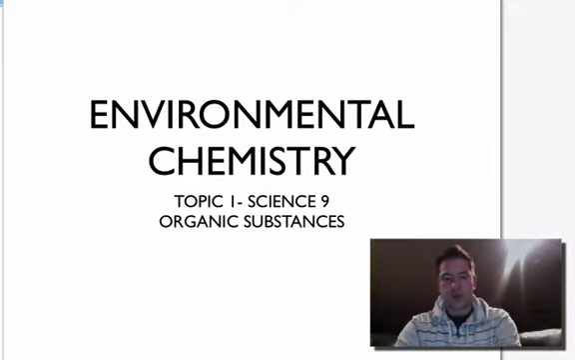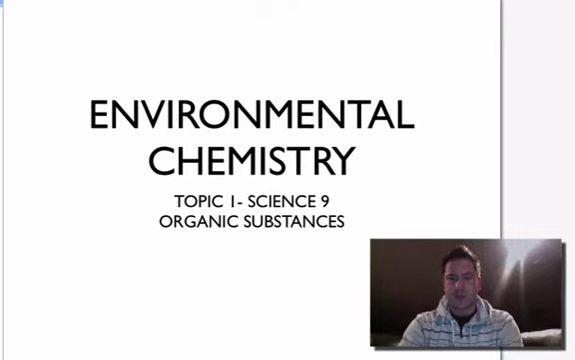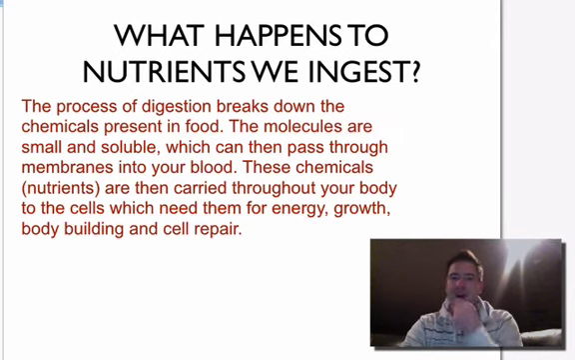So what we're going to be talking about here is what are organic substances, how do they enter plants, how do they enter animals, how do they enter us, and just a brief description of what they are in terms of elements. We're connecting back to the periodic table of elements, and we're going to understand what nutrients are and how they enter our system. So moving on, what happens when we ingest?